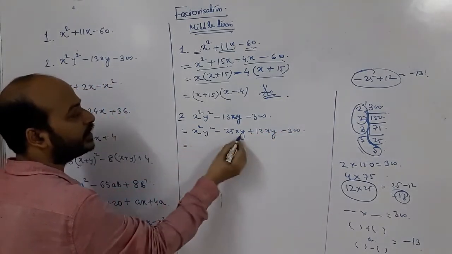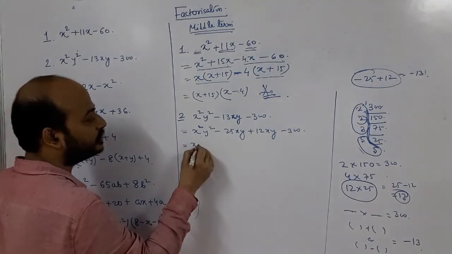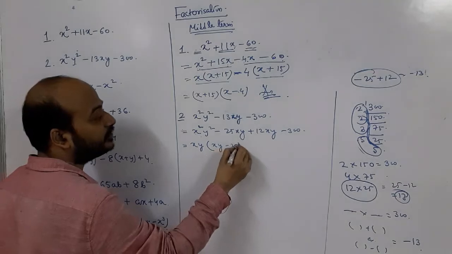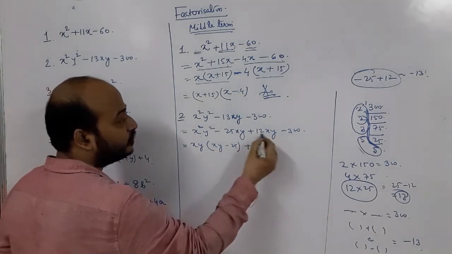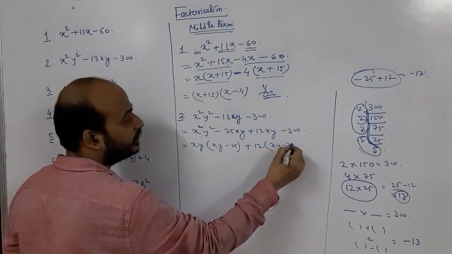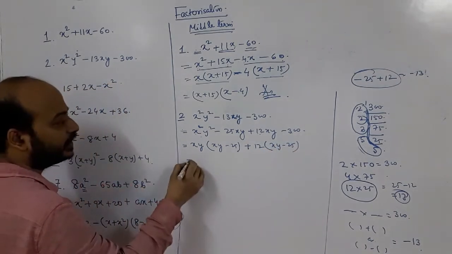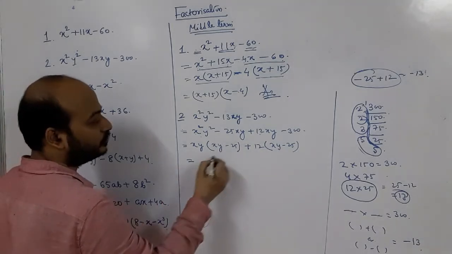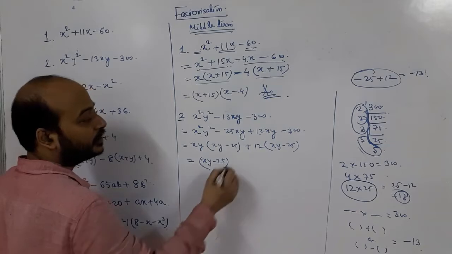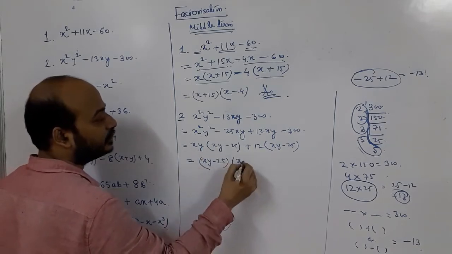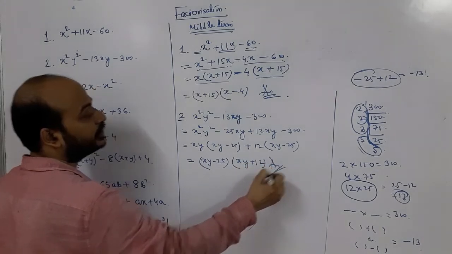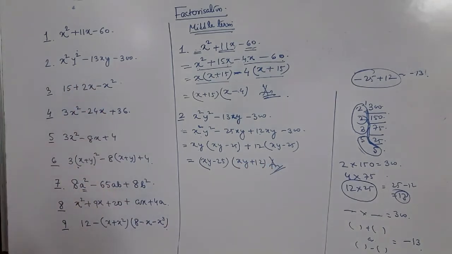Okay. And now you can take xy common in both of these. So I get xy minus 25. Again I can take 12 common here. What I get? xy minus 25. Now out of these two, I can take xy minus 25 common. Now what is left? It is left with xy plus 12. Okay, so that is the answer. Understand?